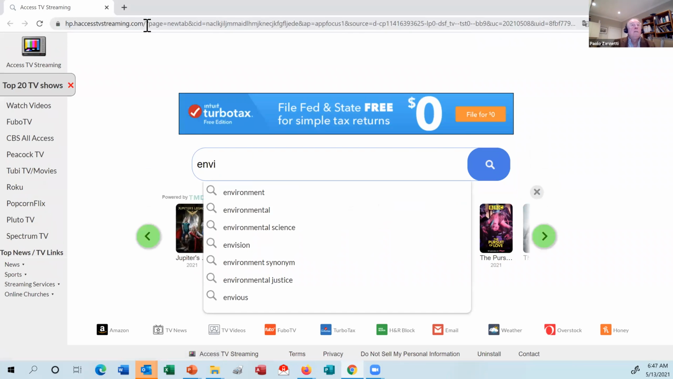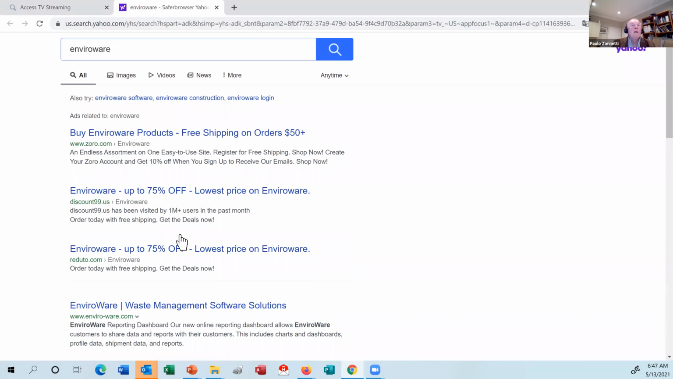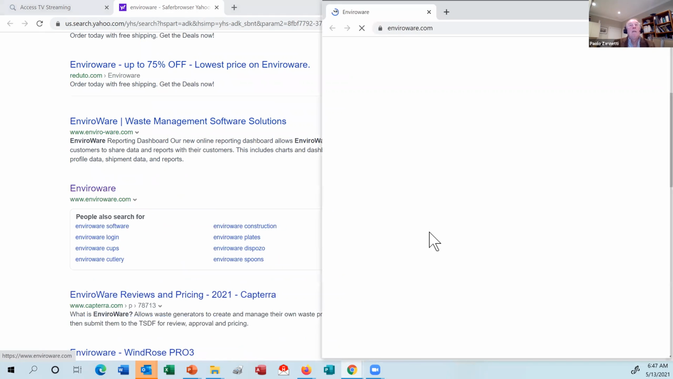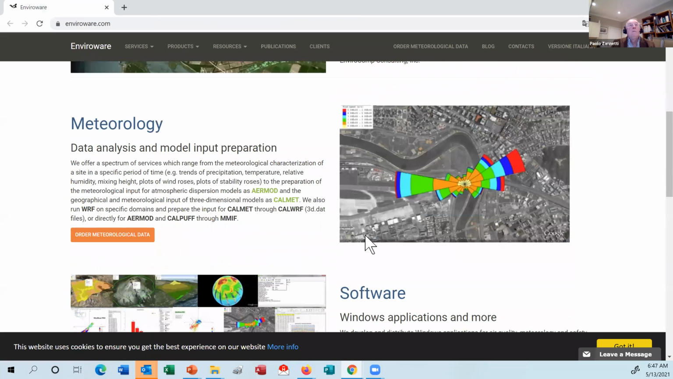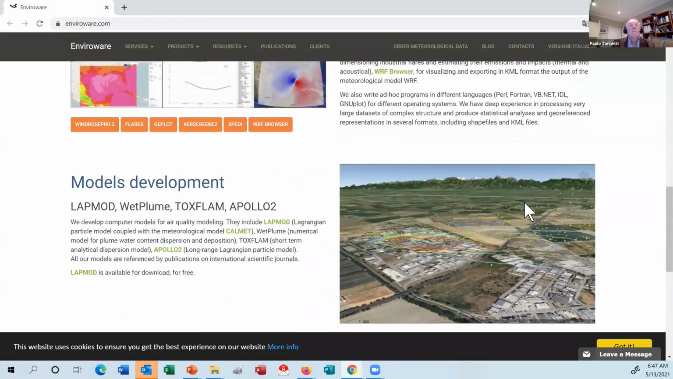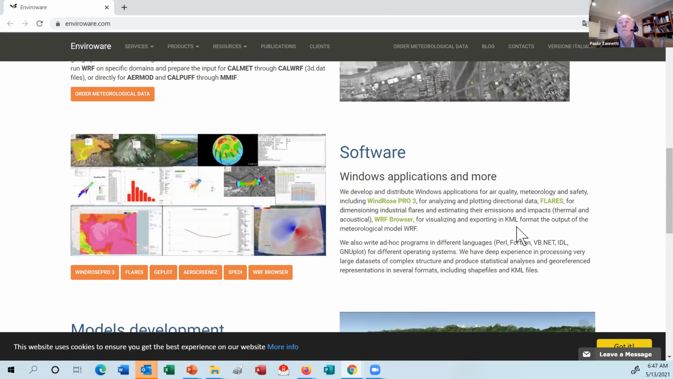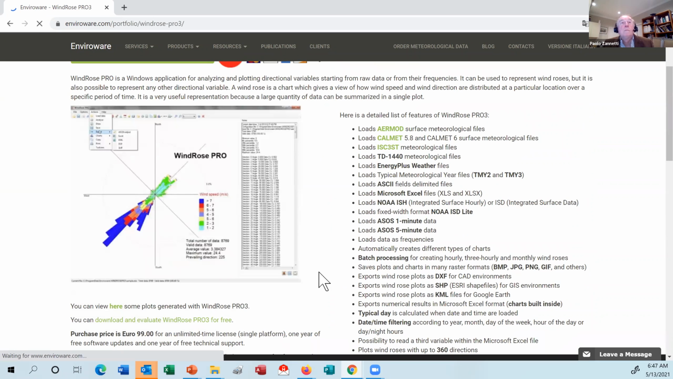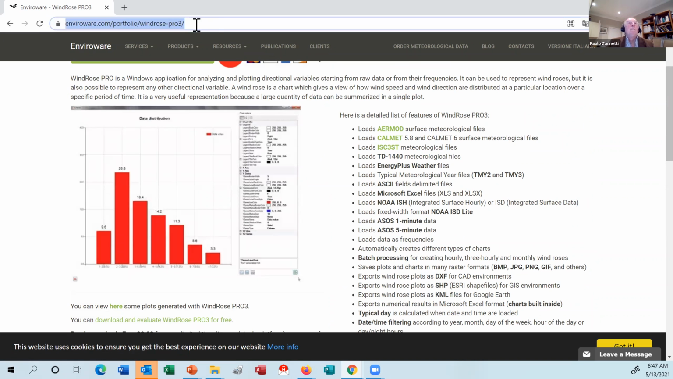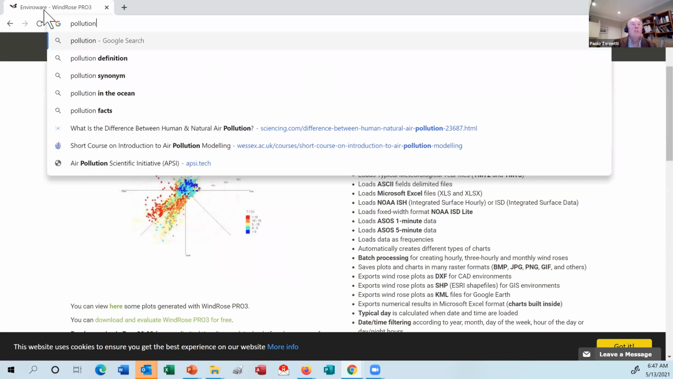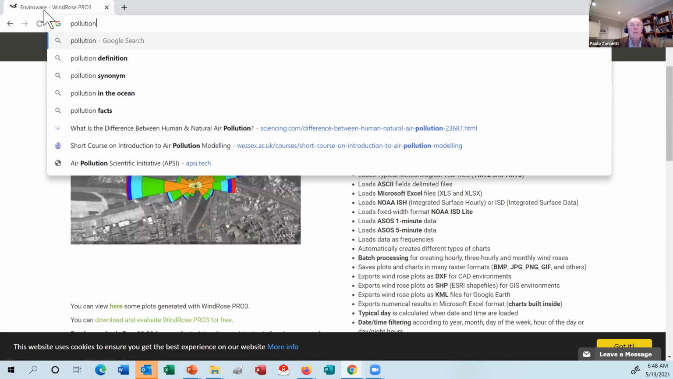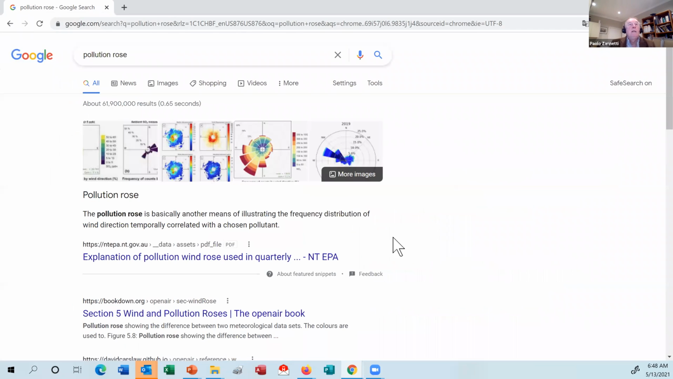I believe my friends at EnviroWare have some examples. Okay, so this is the wind rose. I could show you some pollution roses from my project, but they're all confidential. So I prefer to find something that, here we are.